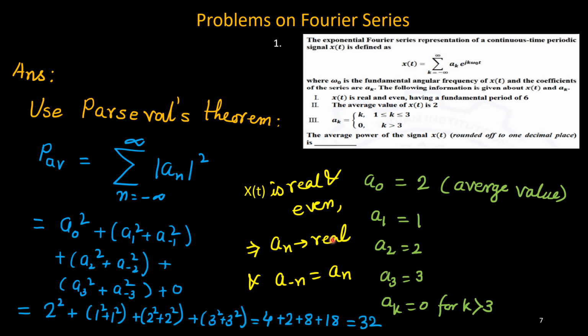So a0 is given by 2, so 2 square. So this is 1 square. So this is also the same, 1 square. Next one is 2 square, 2 square. Next one is 3 square plus 3 square. And the rest are zeros. So the first term is 4. Next term is 1 plus 1, 2. Next one is 4 plus 4, 8. And 9 plus 9, 18. And the total is 32, right? So the total average power is 32.